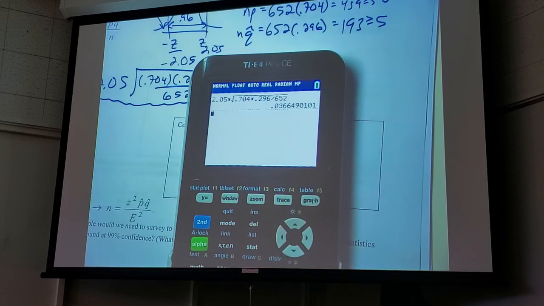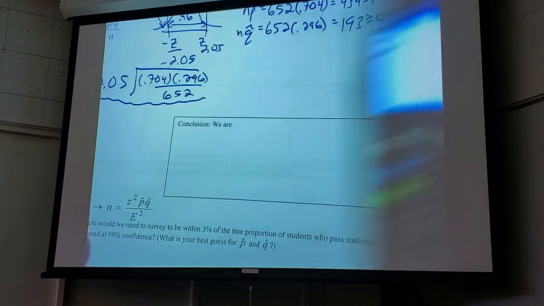Thinking about that right there. For the error, right? So I need 0.0366.